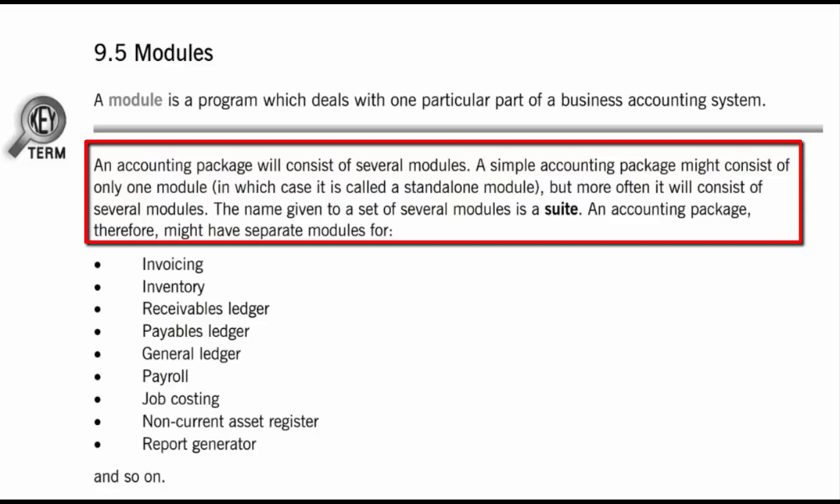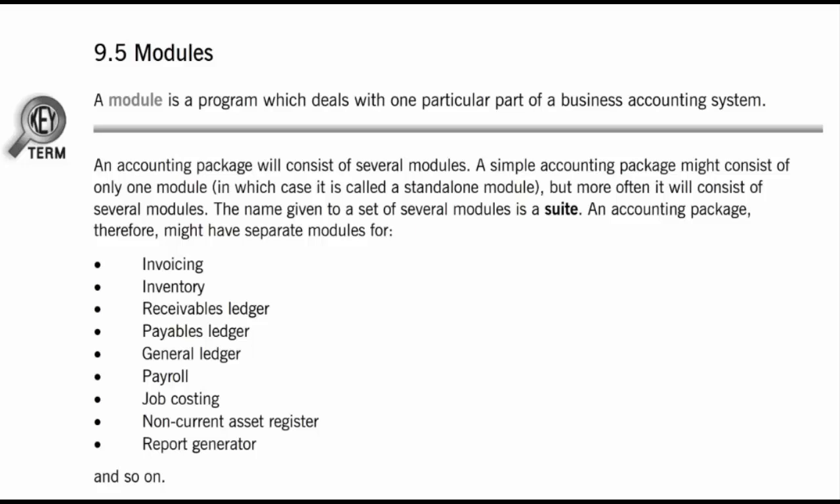However, most modern accounting packages contain several different modules, each performing a different task but connected to each other. When multiple modules work together in one software, we call it a suite. In a suite, information can flow between modules automatically. For example, if you record a sale in the invoicing module, that information will instantly update the receivables ledger, the inventory records, and even the general ledger without you having to re-enter the data.